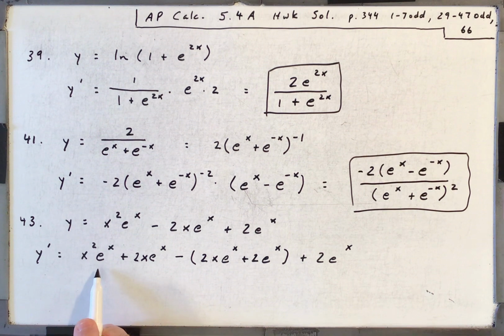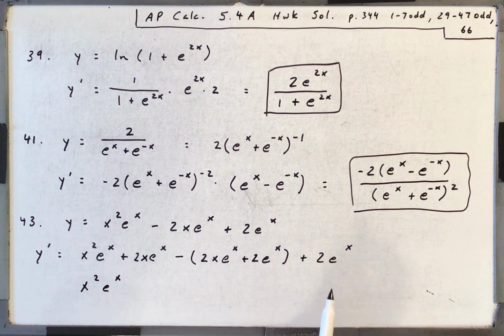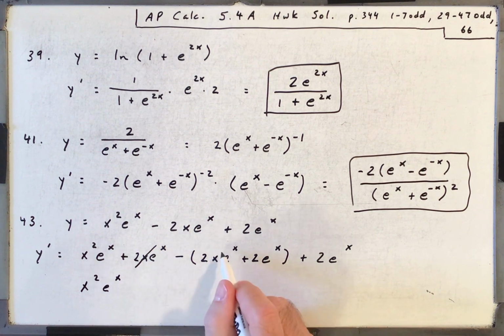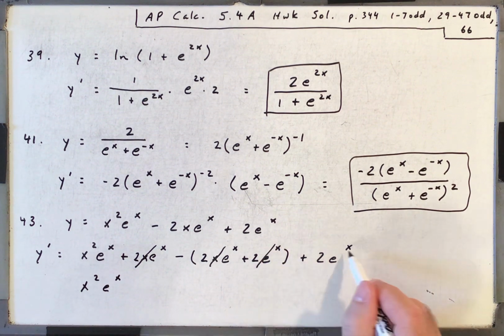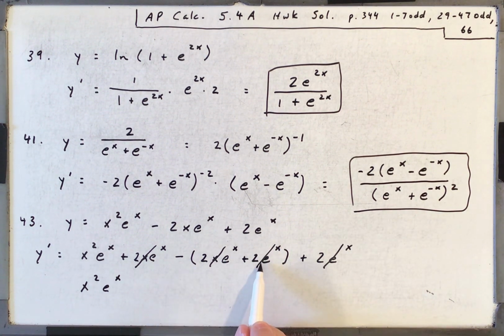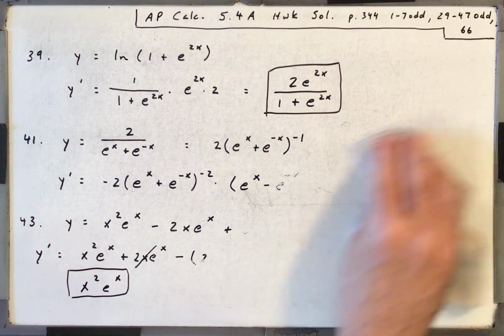So I've got x squared e to the x, and then the 2x e to the x minus 2x e to the x, that cancels. And then you'd have minus 2e to the x plus 2e to the x. See, minus 2e to the x plus 2e to the x, those cancel. And so everything cancels except this first term. So that's all you're left with. And I would want to see that on a test. I would want you to recognize that you can combine like terms and cancel a lot of that. All right, we are cooking.